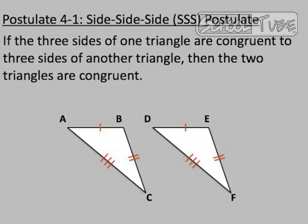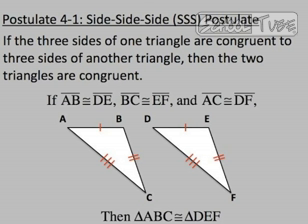It says that if three sides of one triangle are congruent to the three sides of another triangle, then the two triangles are congruent. So, if segment AB is congruent to segment DE, segment BC is congruent to segment EF, and segment AC is congruent to segment DF, then we can say that triangle ABC is congruent to triangle DEF.